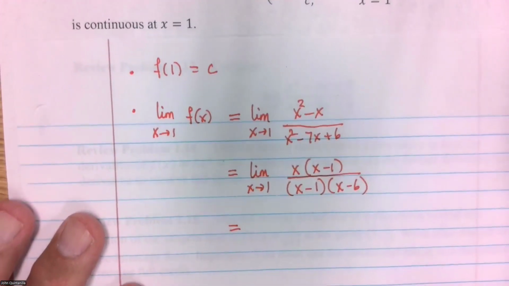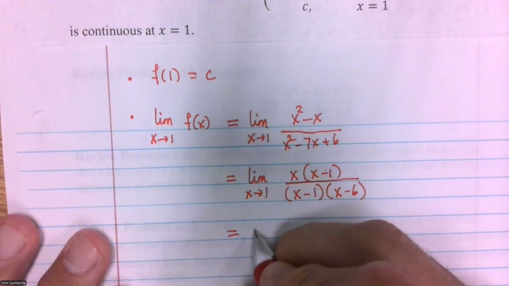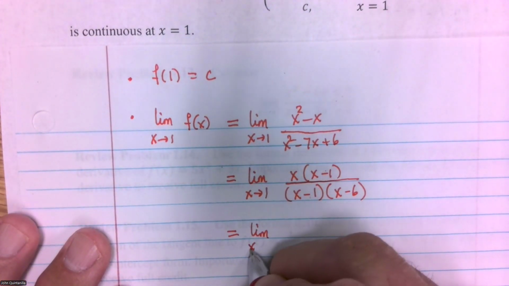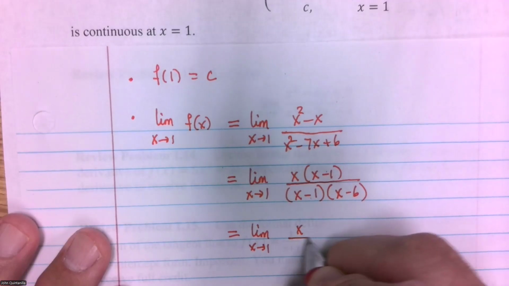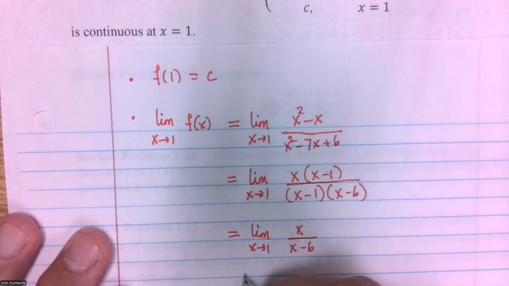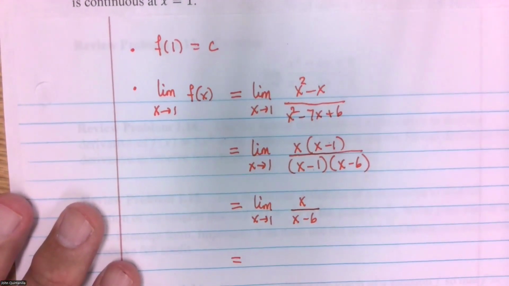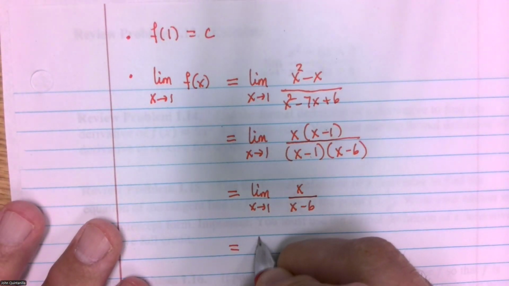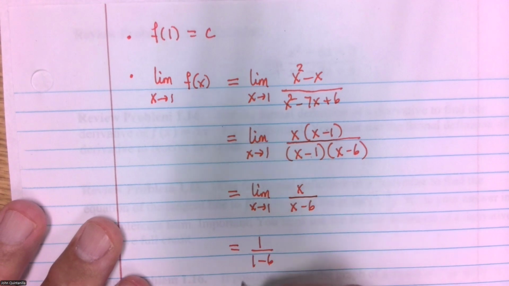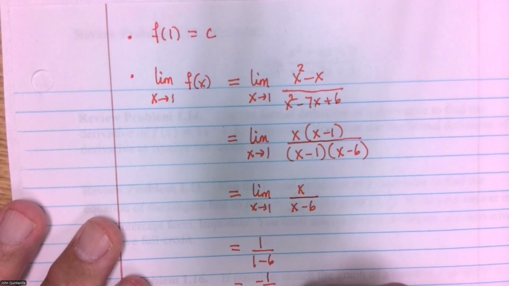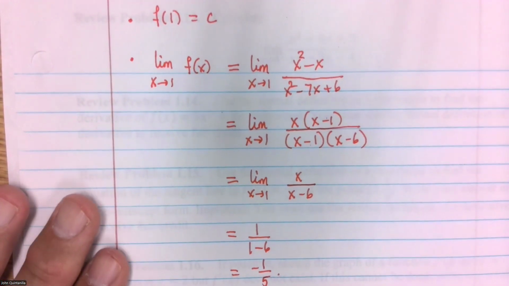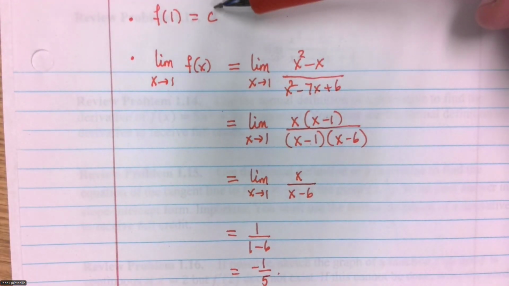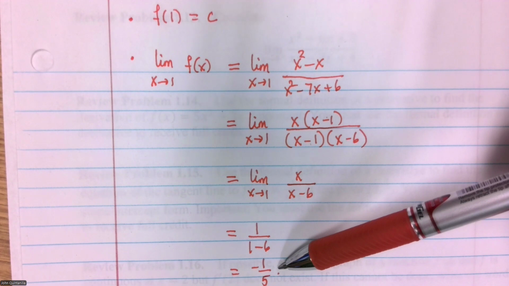And so I can cancel the x minus 1s, and so I get the limit as x approaches 1 of x over x minus 6. And now there's absolutely no trouble plugging in 1. And so if I plug in 1, I would get 1 over 1 minus 6, which is negative 1 over 5. Okay, so the function exists and the limit exists.